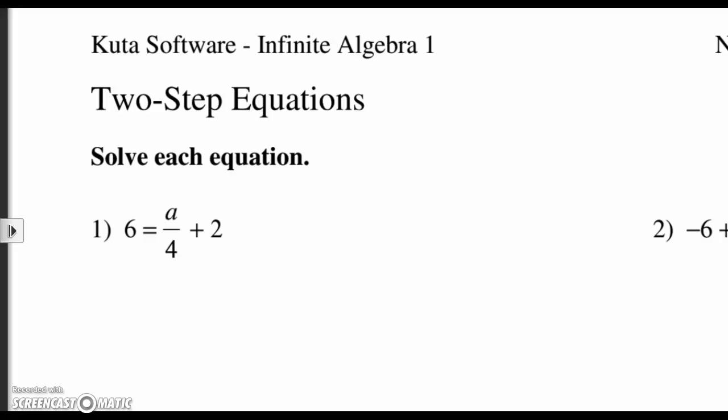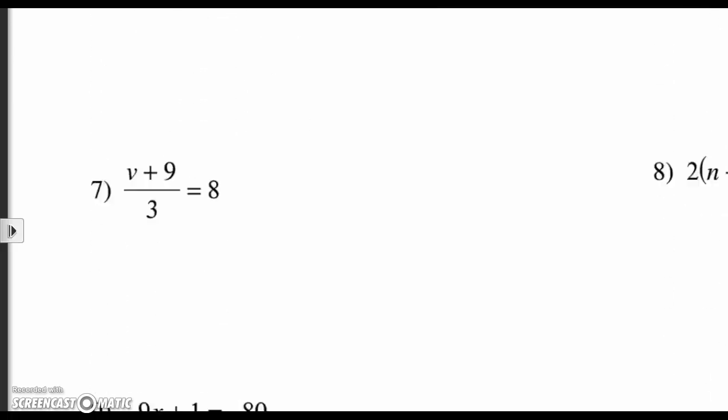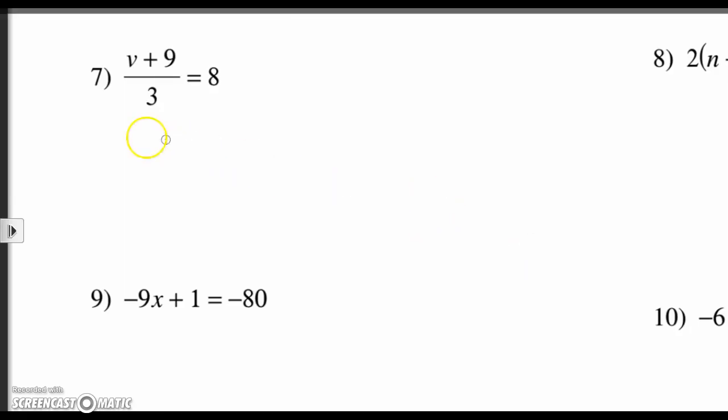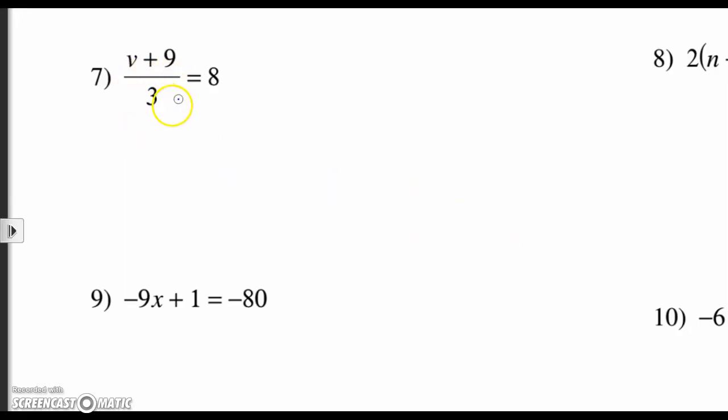Hi everyone. I wanted to go over a few examples from the two-step equations homework, and I'm going to jump down to number 7 to start because it's a good example of how you think you might have to do one thing but you actually have to do the other.